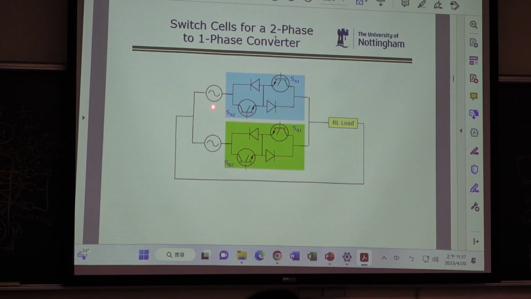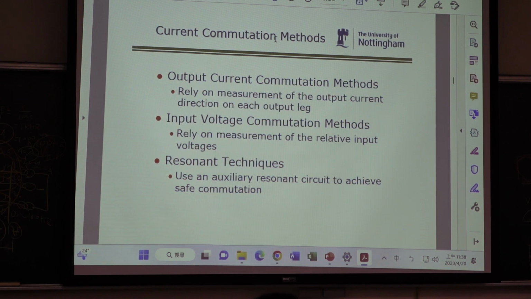Then we want to discuss what we can do. We have an AC switch here, and an AC switch here. If we turn them on together, then short circuit. If we turn off this one and turn off this one, then open circuit. So what can we do? We have to do current commutation. The output current commutation method relies on measuring the output current direction. So we need to know which way the output current goes.